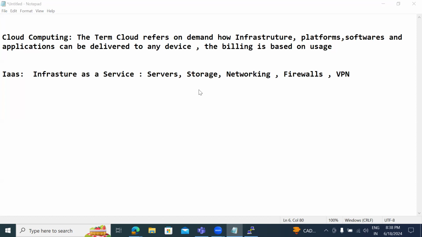So what may be there in PaaS? What are the things we have in PaaS? Platform as a service. Can you tell me what we are going to get from platform as a service? What is the meaning of platform as a service?